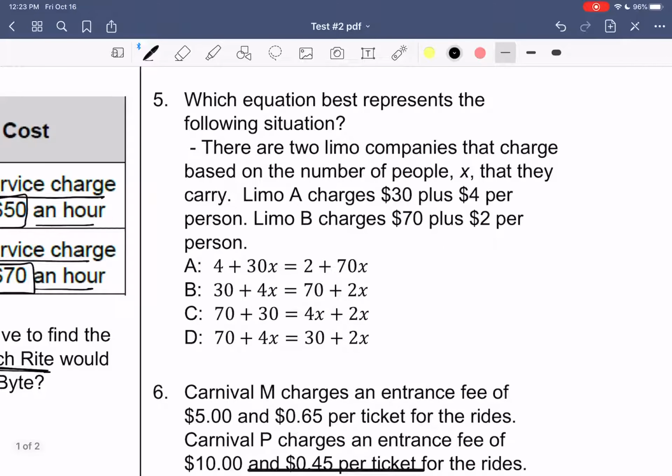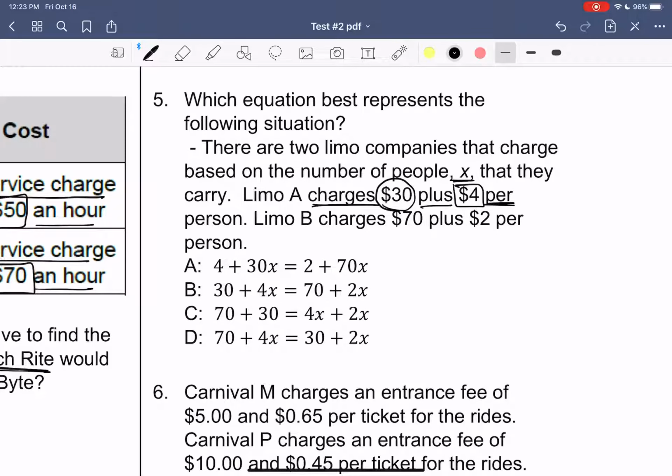All right, number 5, which equation best represents the following situations? There are 2 limo companies that charge based on the number of people, X, that they carry. Limo A charges $30 plus $4 per person, and Limo B charges $70 plus $2 per person. So I'm going to go in, and we know we're looking at X as our variable. So we have Limo A charges $30, so there's an initial fee, a charge of $30 plus $4 per person.